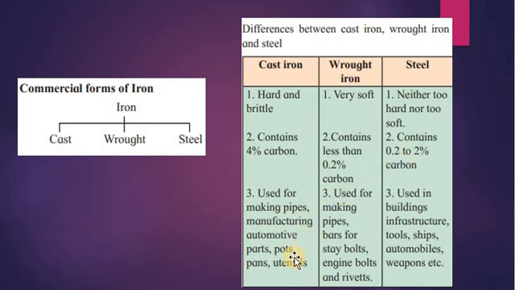Cast iron is used for making pipes, automotive parts, pots and pans and utensils. Wrought iron is used for making pipes, bars, tables, engine boards and rivets. Steel is used in building infrastructure, tools, ships, automobiles and boats. This is all about iron.